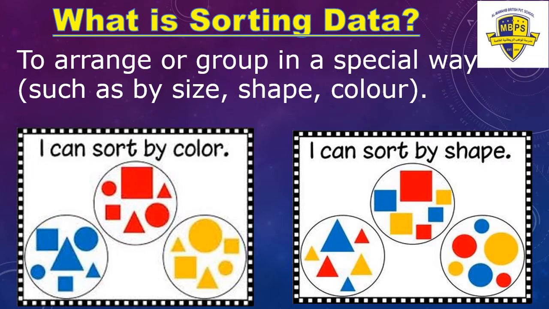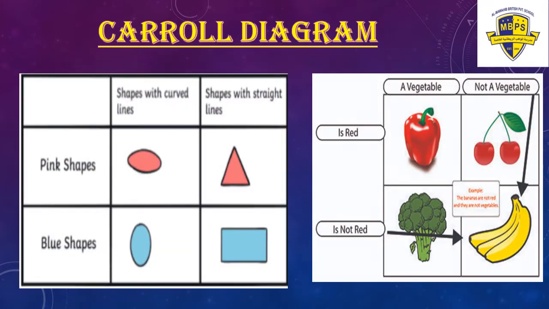Now, what do you mean by sorting data? Sorting data means to arrange or group in a special way. You can arrange any data, any information that is given to you, in a group or in a special way. It can be in the same size. You can group them according to the same shape, or according to their colors. So grouping the data is called sorting data. Students, in today's lesson we are going to learn how to sort the data in a Carroll diagram.